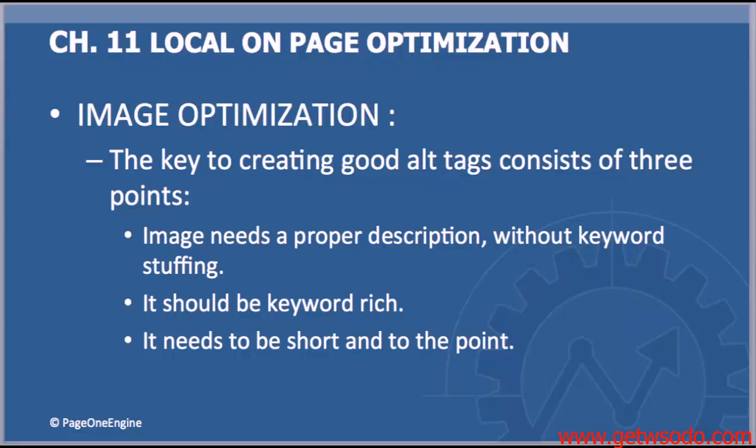Okay, so now let's talk about image optimization. The key to creating good alt tags consists of 3 points. First, the image needs to have a proper description, and you don't want to be keyword stuffing this description. Second, it should be keyword rich. And third, it needs to be short and to the point.